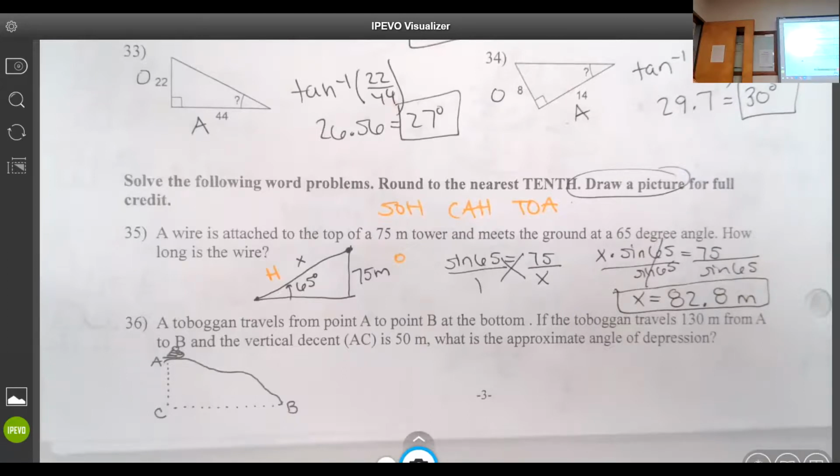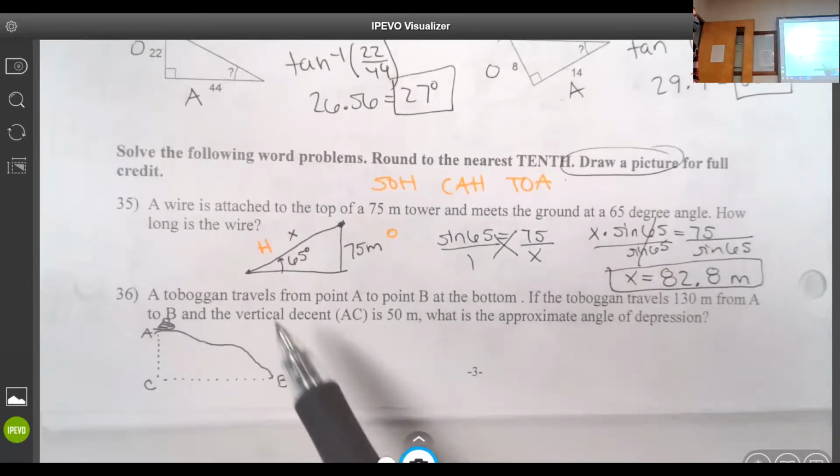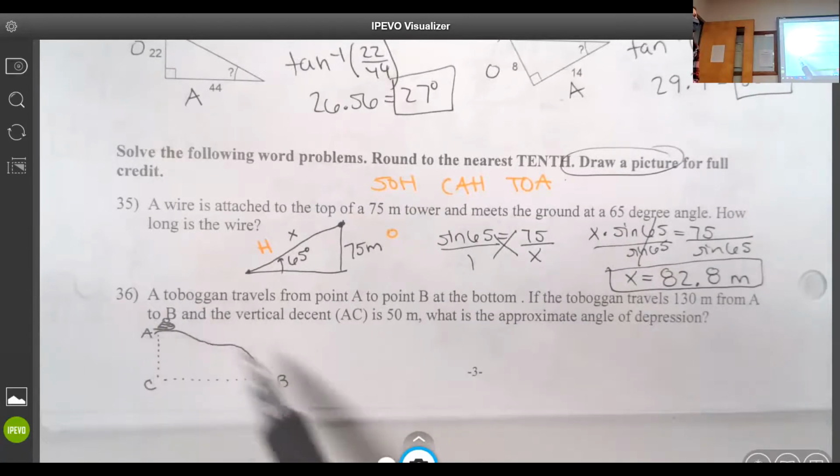A toboggan, a sled, travels from point A to B. What's the difference between a toboggan and a sled? Or is it just a synonym, the same word for the same object? Or is a toboggan different? Is a toboggan wooden? Wooden sled? I don't know. I never called it a toboggan in my life. I've always had sleds.